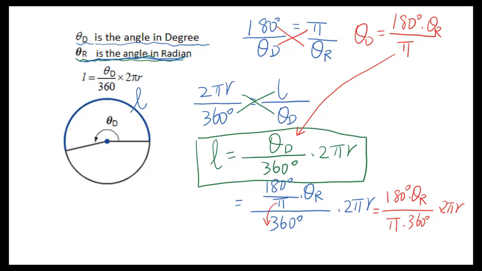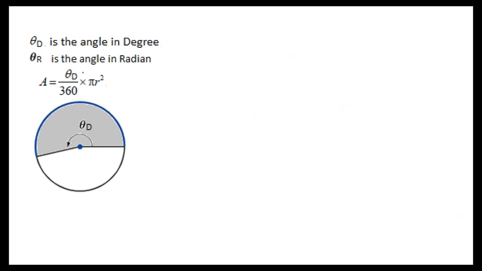Then we can reduce 180, 360, it will be 2. Here's the pi, reduce, 2 reduce. So you only have theta r times r left. In other words, if you are given the angle in radian, then your arc length equals the central angle in radian times the radius. Let's talk about the sector area.